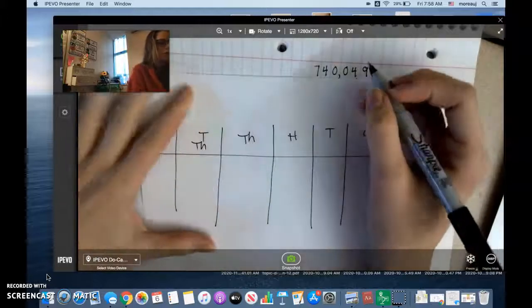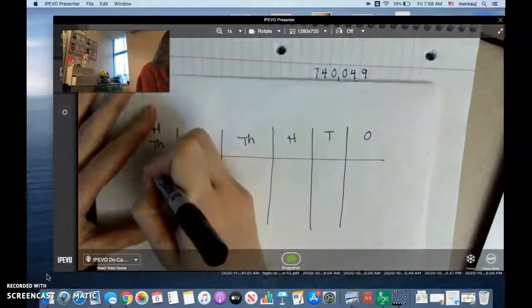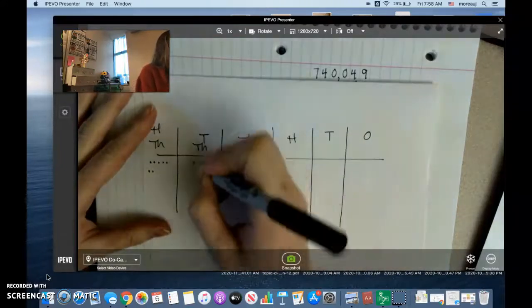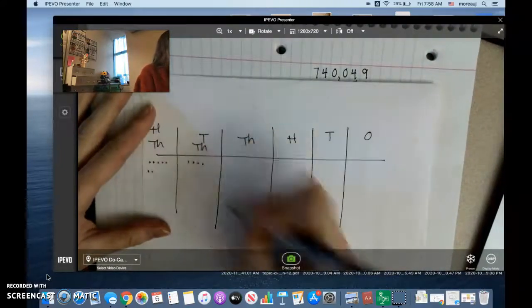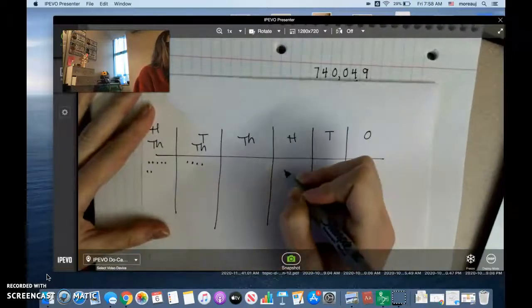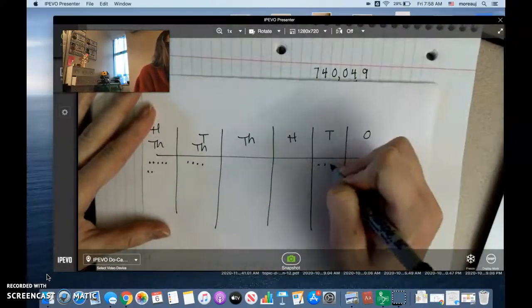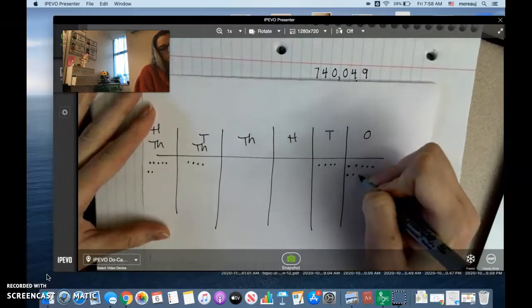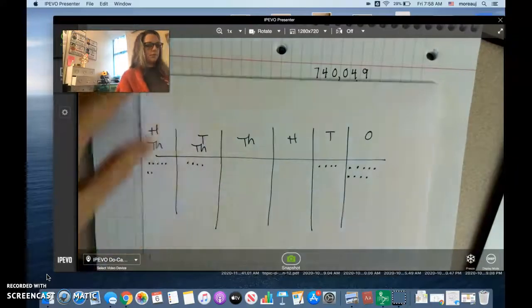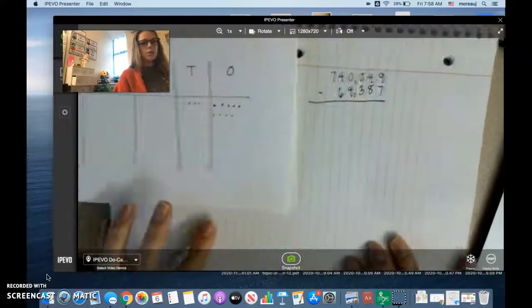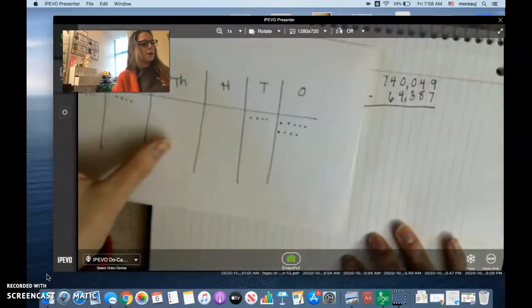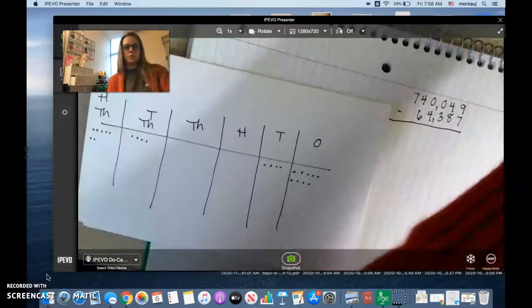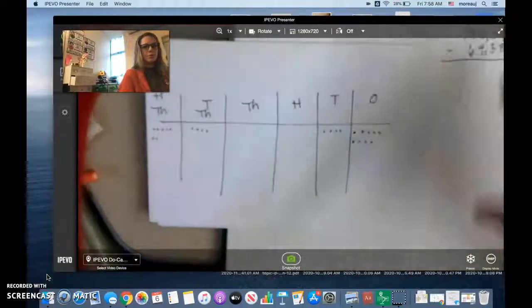I can model this top number right in my place value chart. I see I have 700,000s, 4 10,000s, 0 thousands, 0 hundreds, 4 tens, and 9 ones. Okay, so now I'm all set to begin. I have my work neat and ready to go. I'm going to move this over so you can see my whole paper.